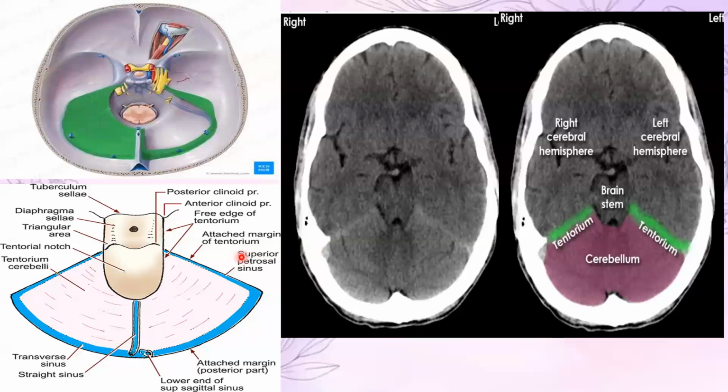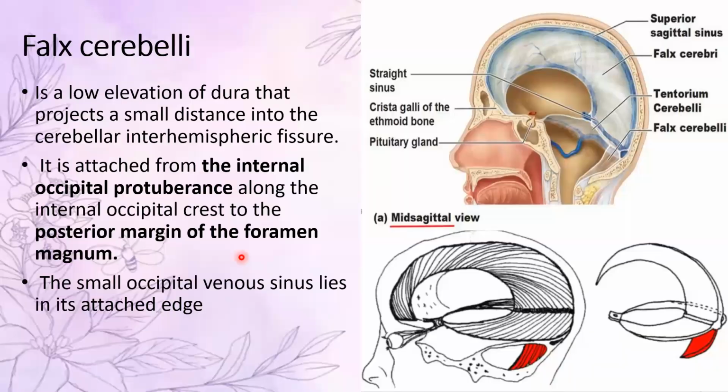The outer attached border of the tentorium cerebelli near the posterior clinoid process forms a recess around the trigeminal nerve and trigeminal ganglion. This recess contains CSF, and it is referred to as the trigeminal cave or Meckel's cave. Finally, the last dural enfolding is the falx cerebelli. It is attached from the internal occipital protuberance along the internal occipital crest to the posterior margin of foramen magnum, and it contains the occipital venous sinus.